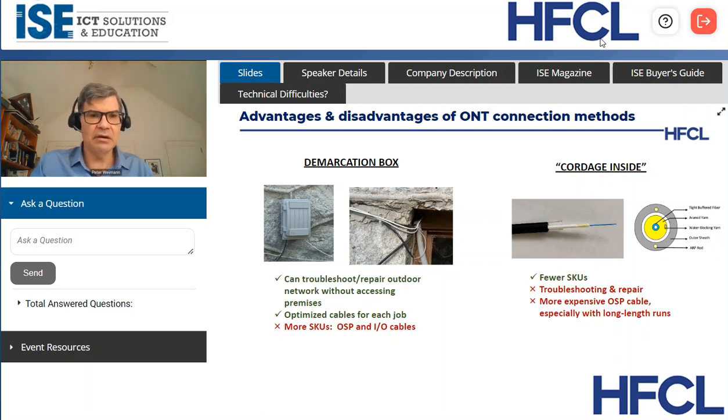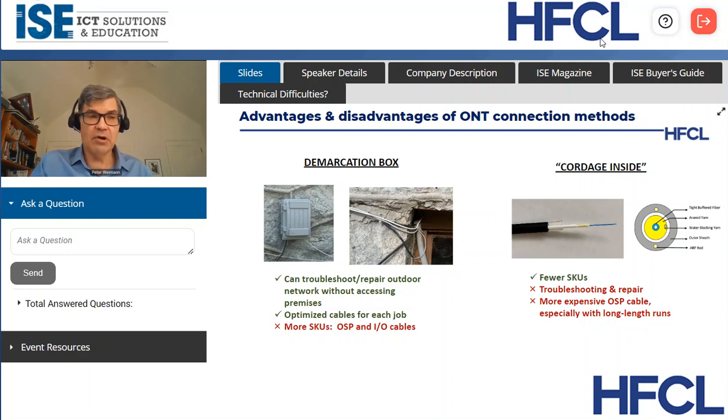Advantages and disadvantages here. The biggest advantage of the demarc box is you can troubleshoot and repair the outdoor network without having to get inside the premises. And you also have an optimized cable for each job. You have an outside plant cable going into the demarc box and an indoor-outdoor or indoor cable coming out of the demarc box. The problem with it is you've got more stock keeping units. You've got to have both outside plant and inside cables. You've got to have the box itself. So there's just more parts to manage.